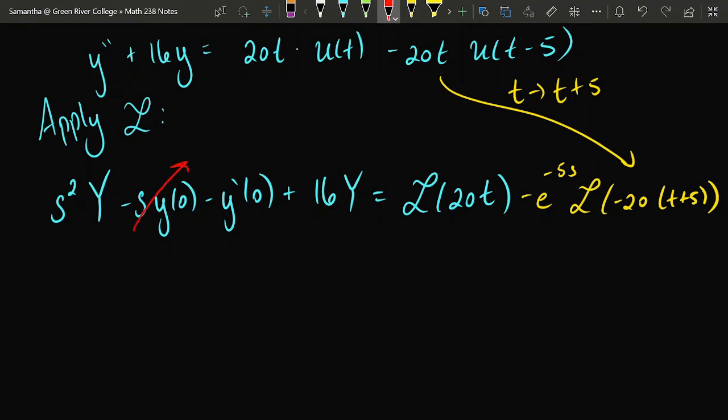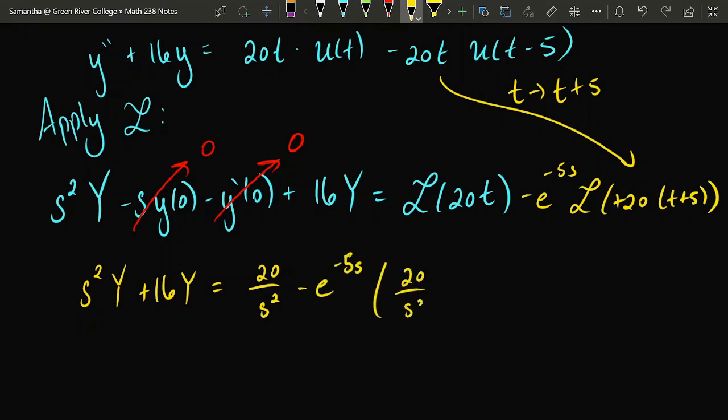Since y of 0 and y prime of 0 are both 0, the left-hand side simplifies to s squared times Y plus 16 times Y. And on the right-hand side, the transform of 20t is 20 divided by s squared. And the transform of 20 times t plus 5 is equal to 20 over s squared plus 100 over s.